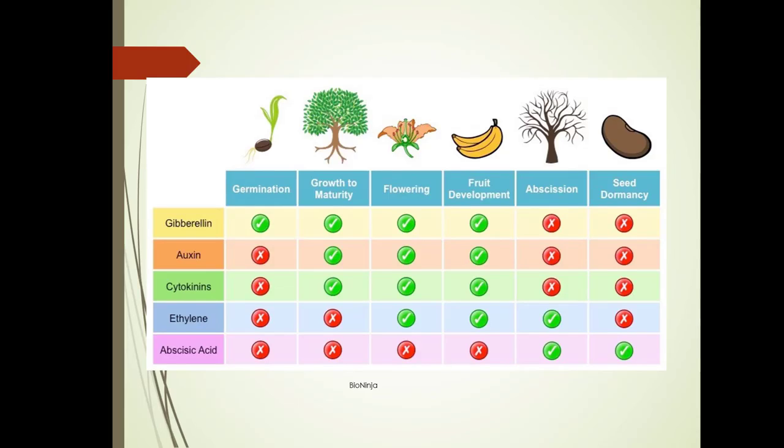You can see gibberellin is involved in germination, growth to maturity, flowering, fruit development. Auxin is involved in growth to maturity, flowering, fruit development. Cytokinins are involved in growth to maturity, flowering, fruit development. And abscisic acid is involved in abscission and seed dormancy. Abscission is the shedding of leaves.